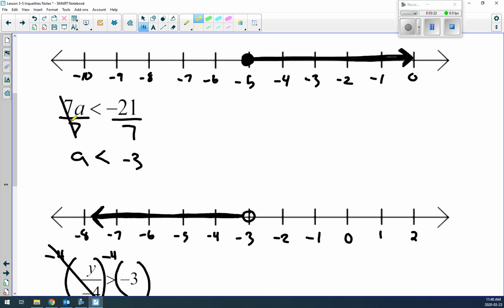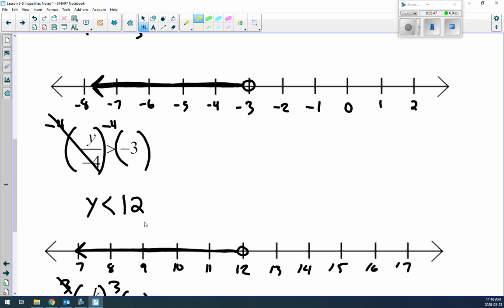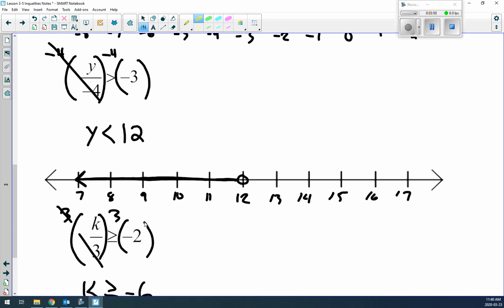Okay. 7a less than -21. Okay, we got to get a by itself. So we divide both sides by 7. But wait a sec. Why didn't we flip the sign? Oh yeah, we divided by a positive. So when you divide by a positive, it doesn't change the direction of the sign. So then it's a is less than -3, open circle at -3 because it doesn't include that point, and goes everything to the left.